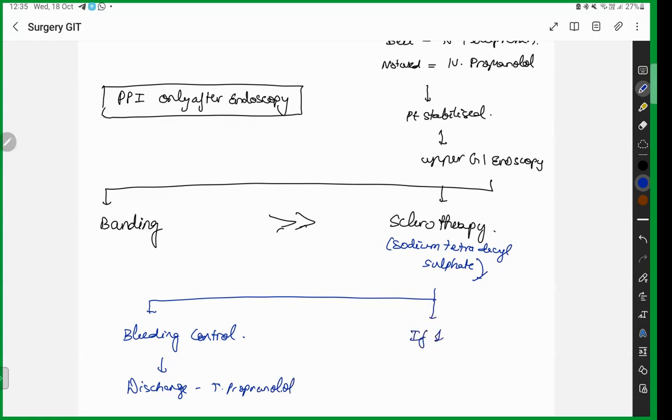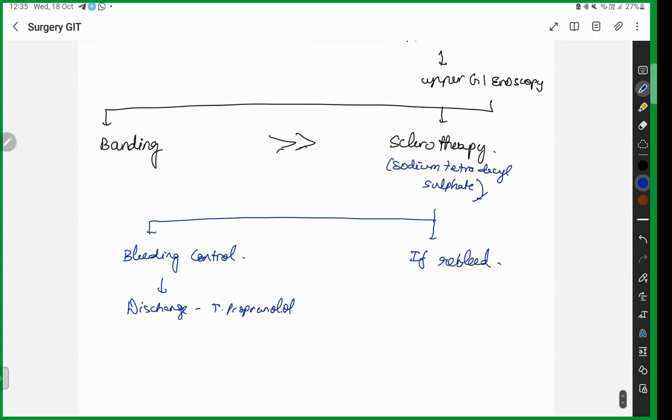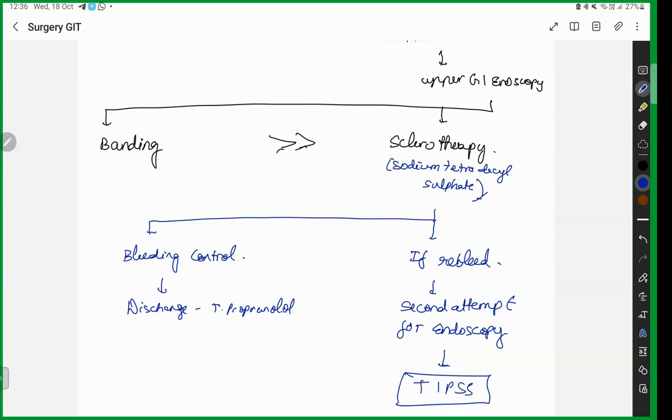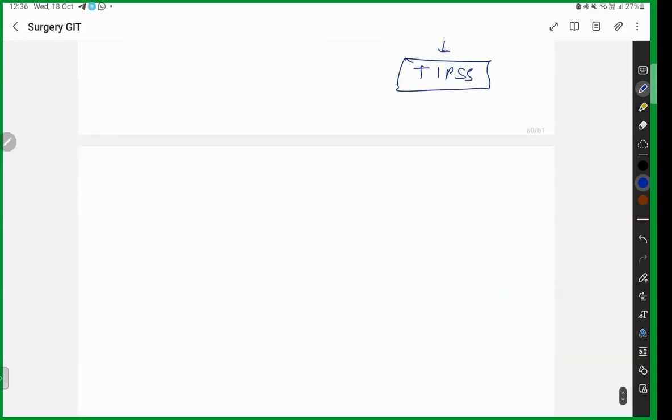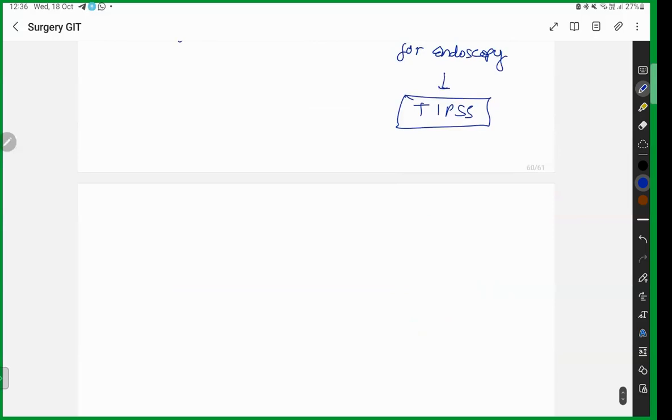If it is going to rebleed, what are you going to do? Now you are in a very critical situation. You are trying to control the bleeding, but the bleeding is not stopping. So you go for a second attempt, again endoscopy. But unfortunately, if the bleeding doesn't stop, you go for TIPSS. That is what we are going to talk about today. Before that, we will talk about banding also. I think I told you something about banding, isn't it? Remember this when you're going to talk about banding.